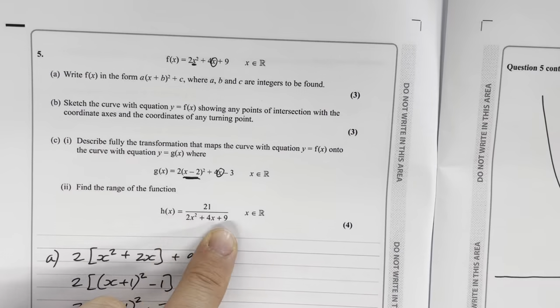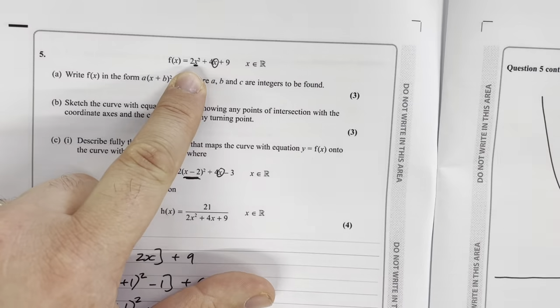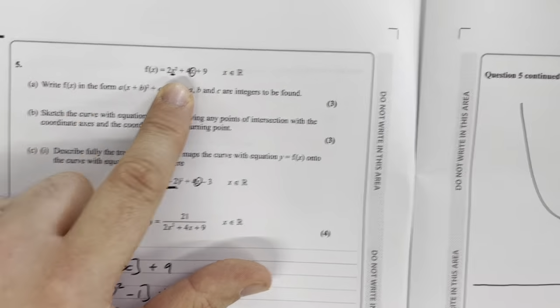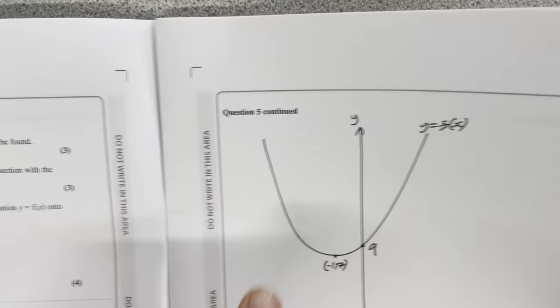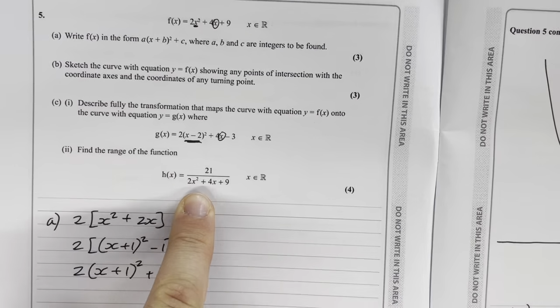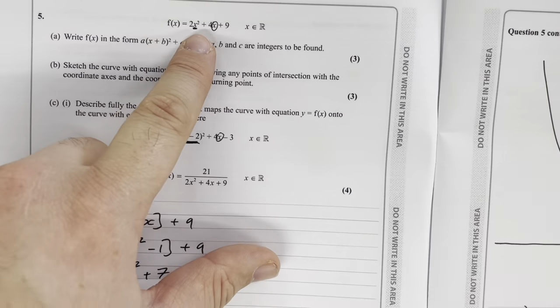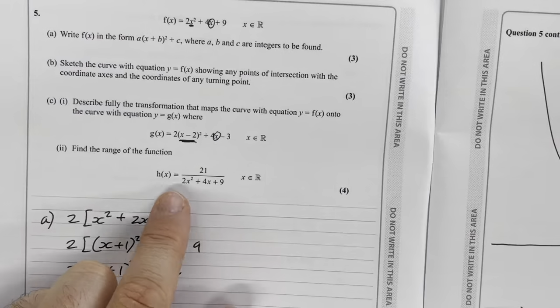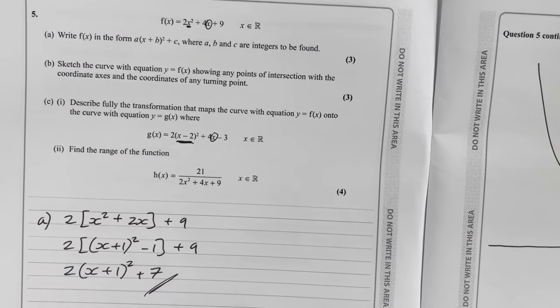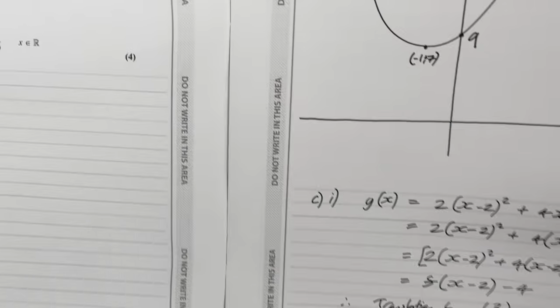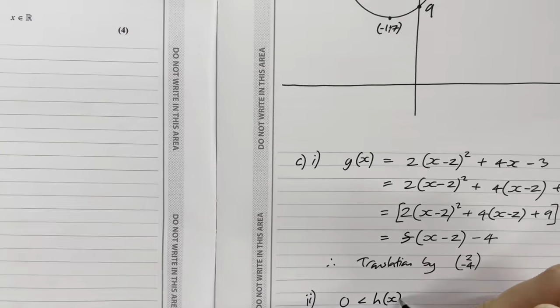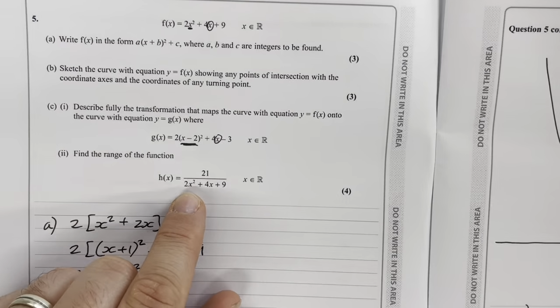Now this is 21 divided by f. Okay, there's f, 2x squared plus 4x plus 9, denominator 2x squared plus 4x plus 9. So this is 21 divided by f. So because this is always positive, okay, we can see this is always positive, it's always above the x-axis, that means h is always going to be positive. And also the minimum value of this is going to be the maximum value of h, because when you divide by the smallest number you get the biggest number you can. So h of x is going to lie somewhere between 0 and whatever 21 divided by the minimum is.